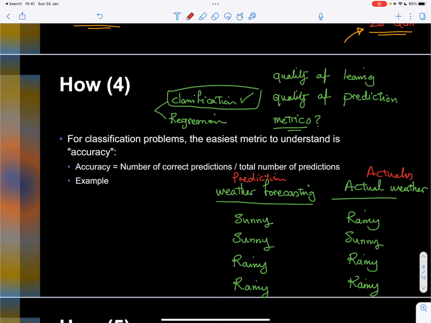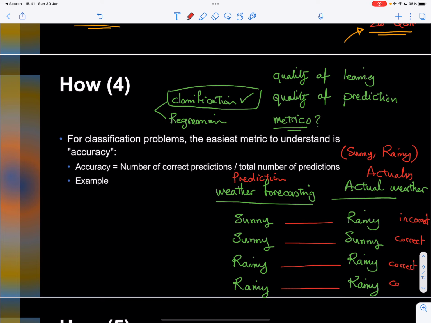Okay, and we compare, and let's say that for the actual we have only two values, sunny and rainy. So you can compare them and write that for these two, our prediction was incorrect. For these two, our prediction was correct. For these two, our prediction was correct. For these two, our prediction was correct. And therefore, the number of correct cases is 3.